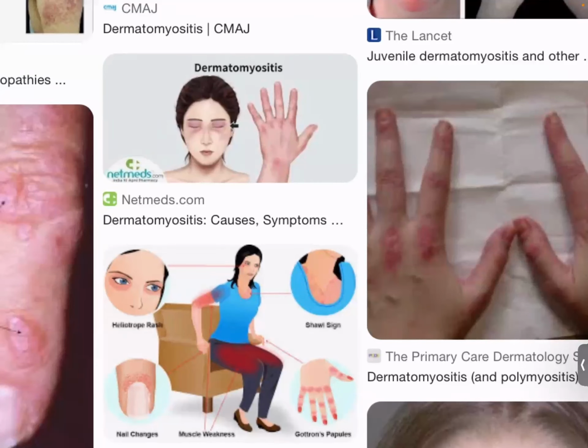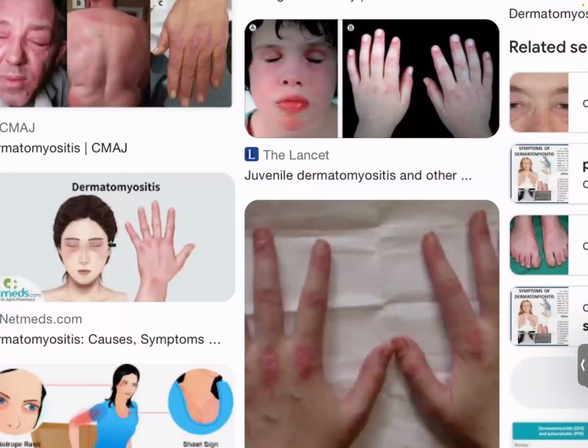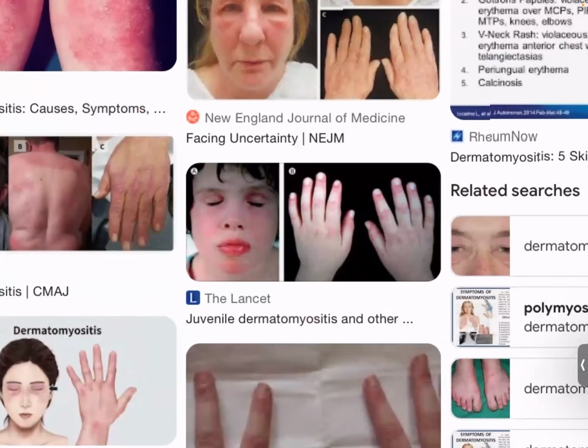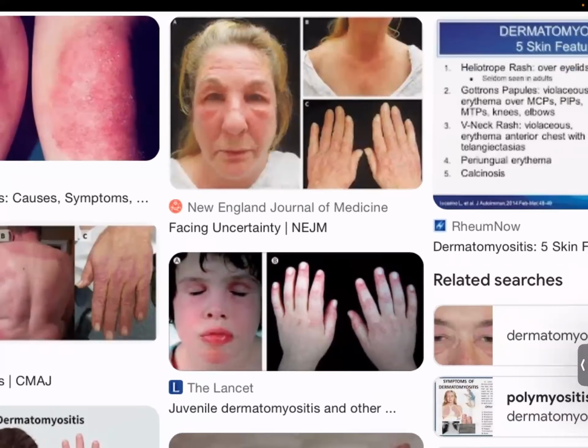Dermatomyositis: you can ask the patient to get up from the sitting position to the standing position without using hands. And you examine for the ability of the patient to comb the hair. This is myositis, proximal myopathy, dermatomyositis, heliotrope rash, and Gottron papules. Heliotrope rash and Gottron nodules.